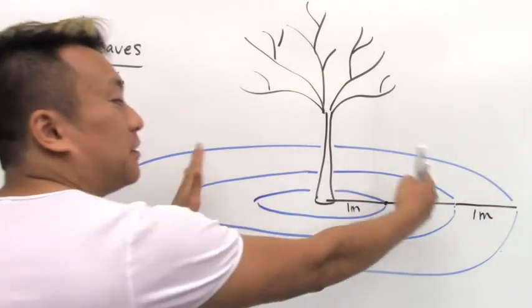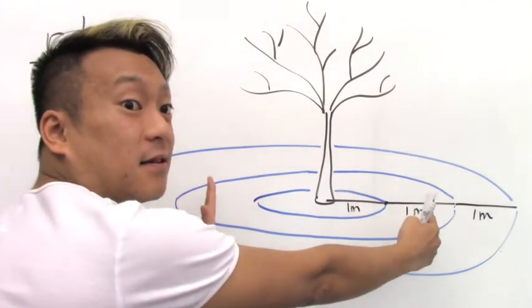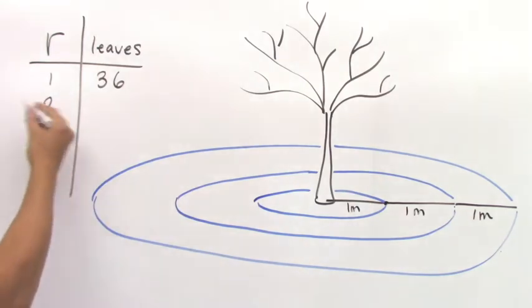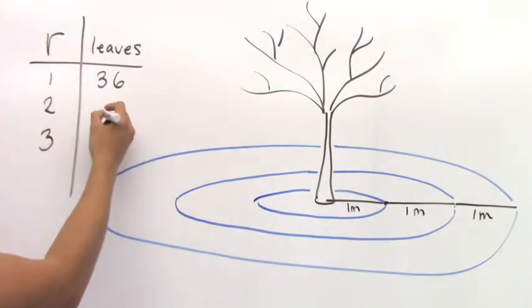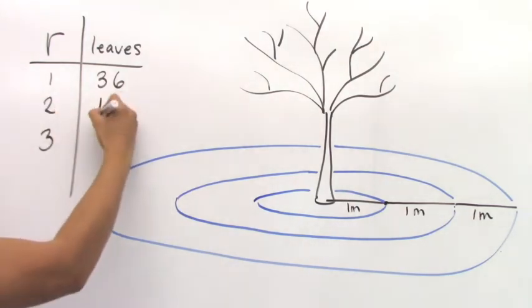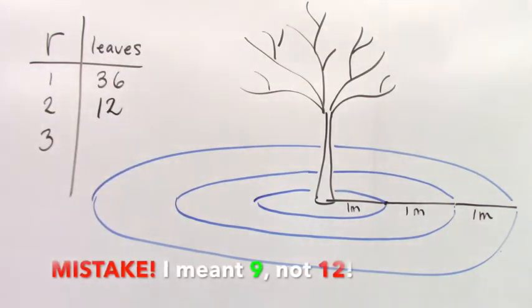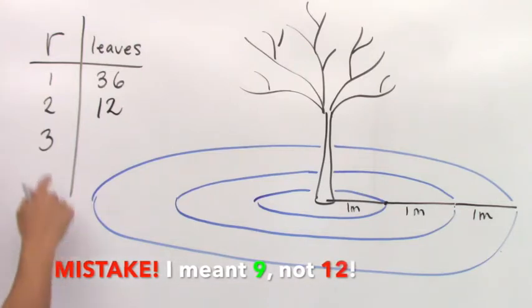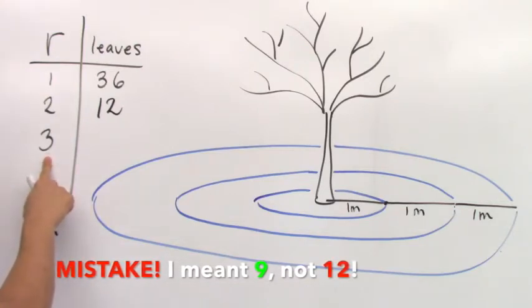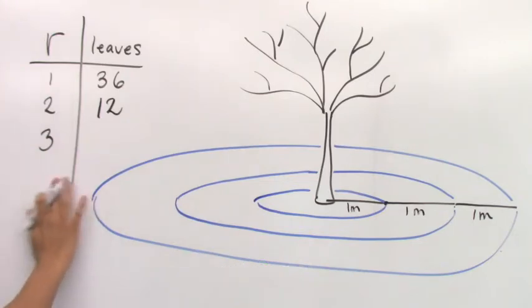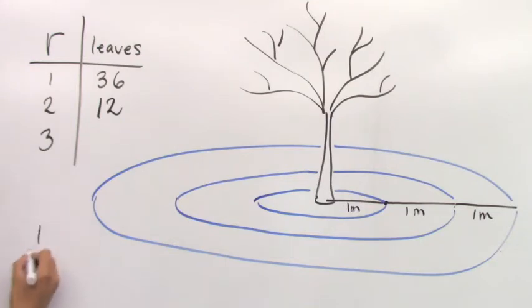But when you measure out 2 meters radius, you measure and you only find that there are 12 leaves. How did I get that? Do you see the pattern? And at 3, I have, what is this idea I'm trying to allude at? The 1 over r squared dependence. So, 1 over r squared.